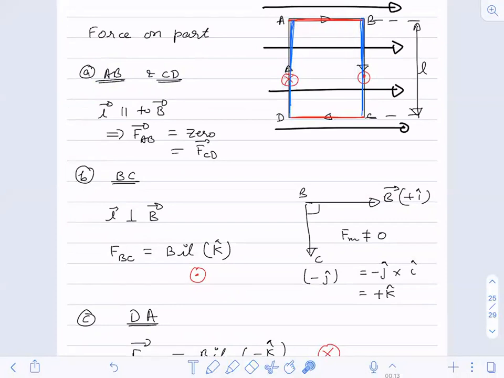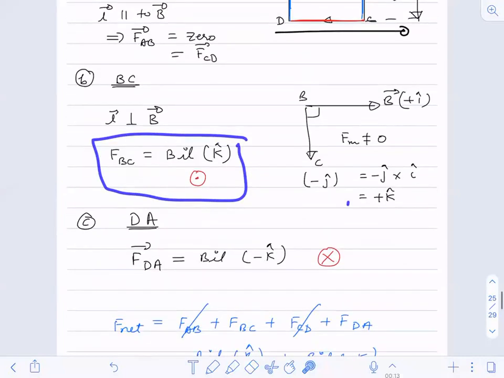For BC, we have calculated here. And for DA, we have calculated here. So these are the two values. Now, if you can see, the net force is zero because one force is in the plus K direction and another force is towards the minus K direction. So it becomes zero. But what will happen to the torque?